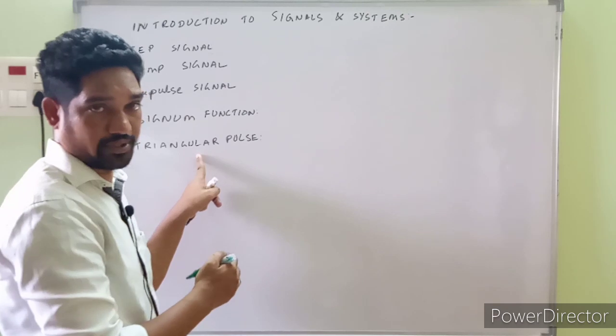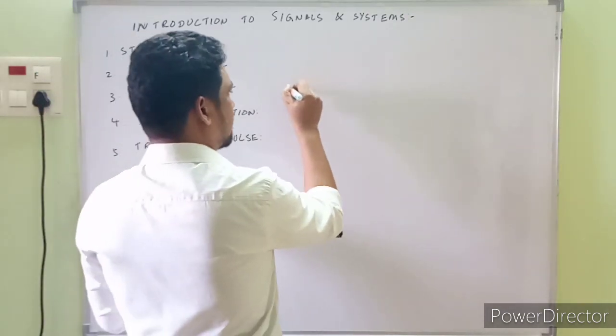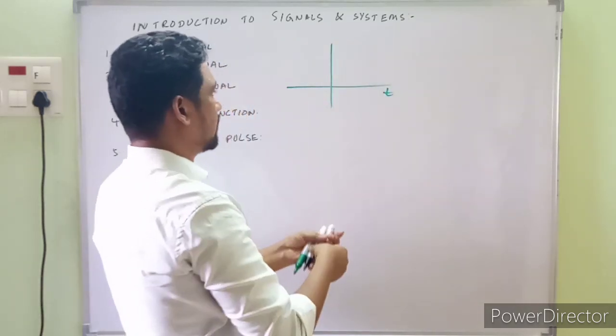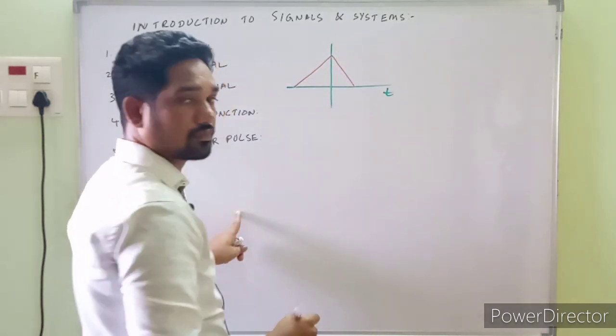Even we come across this one. A triangular pulse will be given. How does it look? It's simply a triangular pulse, with time on this axis and amplitude over here. This will be the triangular pulse. It's a triangular pulse, right?